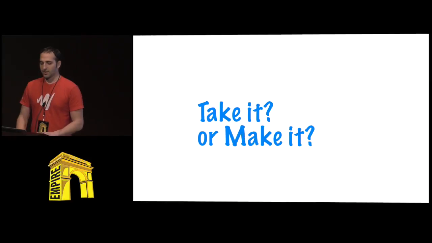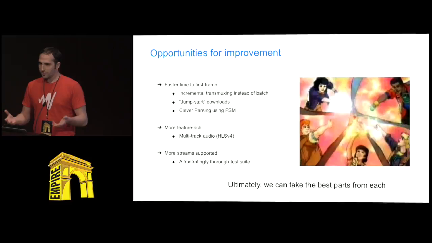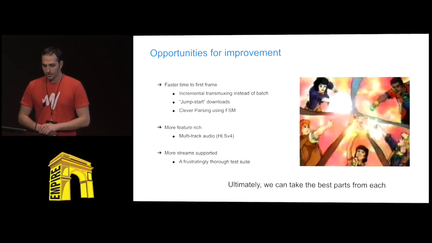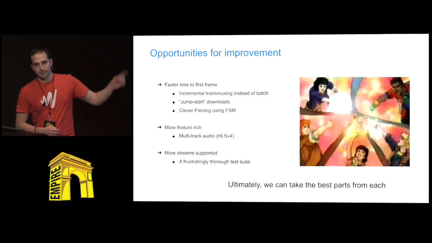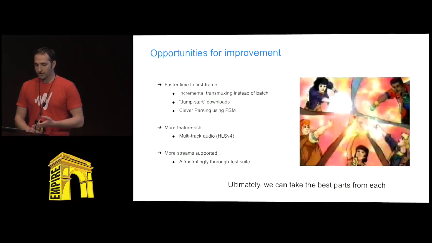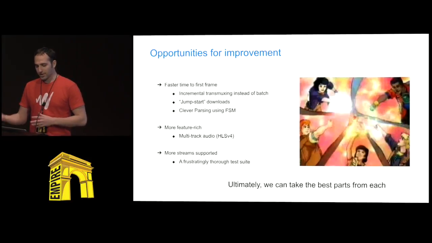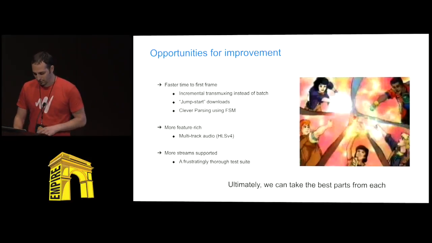And that's where this slide comes in. Opportunities for improvement. Things that were good, but maybe we could do better. The first one is time to first frame. This is a really important metric that we always focus on, and we came up with three strategies for improving it. The first one, and this is the most important one, is incremental transmuxing instead of batch transmuxing. I'm going to go into that shortly. The next one is jumpstart downloads. And the next one is clever parsing using finite state machines. I guess there's no point reading it since we're about to go into it.